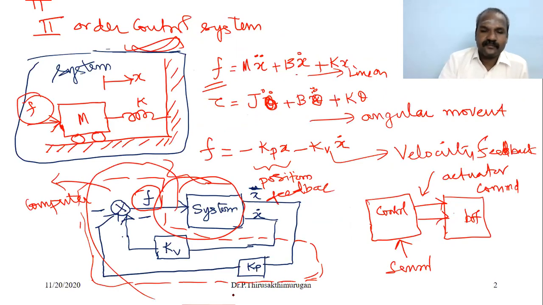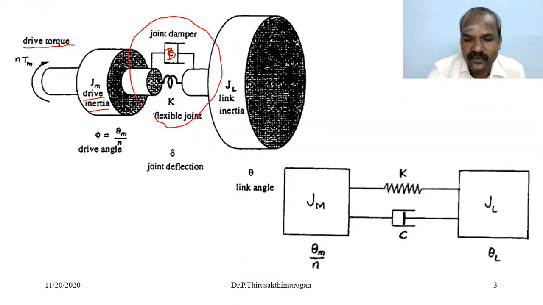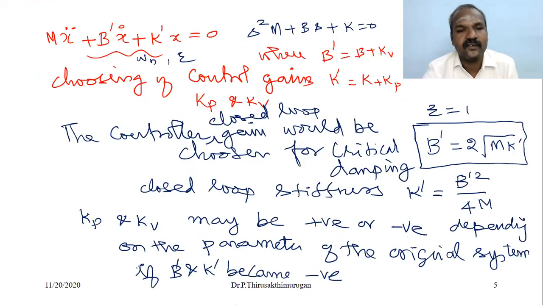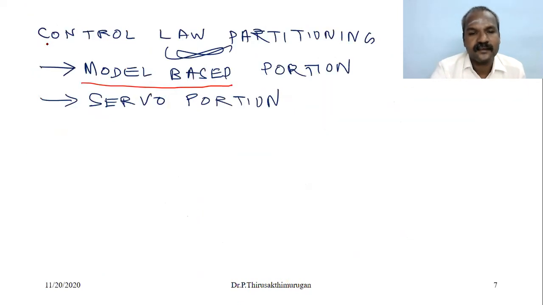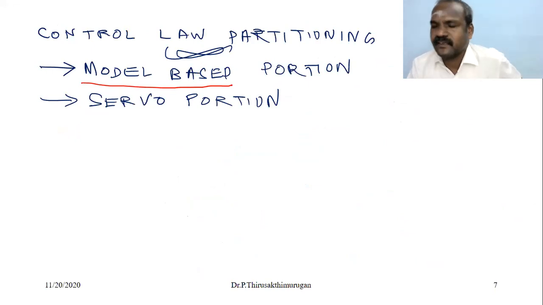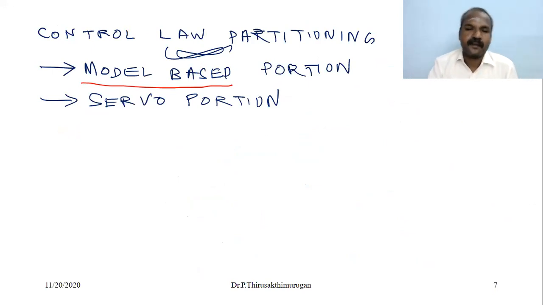So the entire system we can divide into servo and model. The underlined portion is the servo portion. The system model is the model. What is the modeling equation? M d square x by dt square plus, again, this equation. If you use this equation, this is the model-based portion. The servo portion is independent of these parameters.